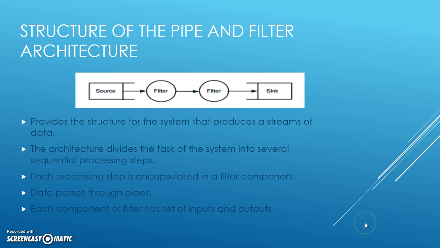Pipe and filter architecture provides us the structure for systems that produce streams of data. The architecture divides the system into small subsystems or components, and each of these processing components is encapsulated into filters. These filters process or filter the data received and can have any number of inputs and outputs. The pipes are directional streams of data. They pass data from one filter to the next, and usually they are implemented by a data buffer that saves data until the next filter is ready to receive it.